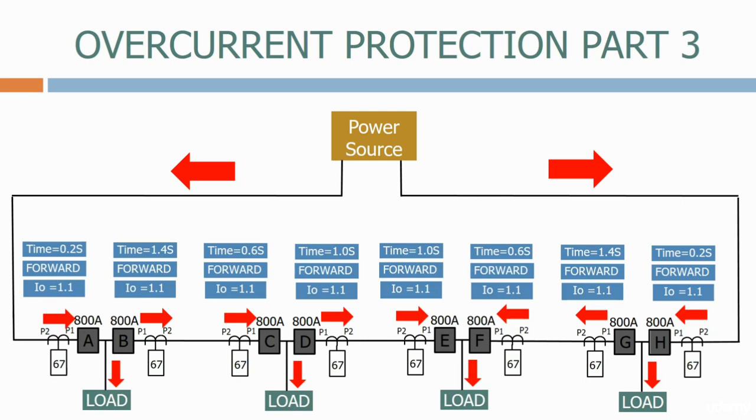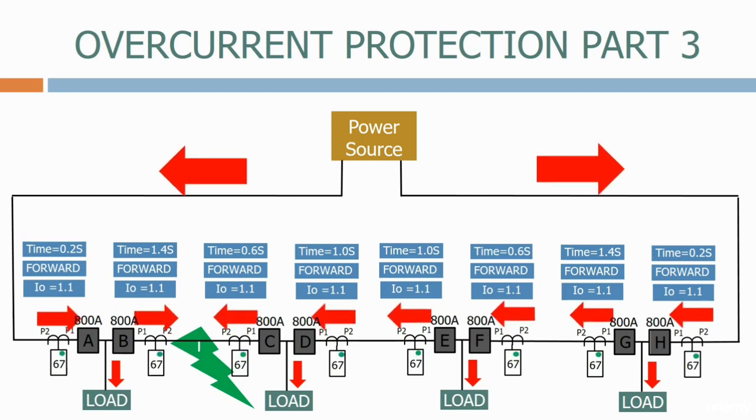Let's now apply fault at position 1. As we can see, straight away, the currents change direction to feed the fault. The currents will now increase substantially on both legs, and all of the overcurrent relays in the chain will detect the increase in current and pick up. What comes into play now is the direction of the currents and the time delays.